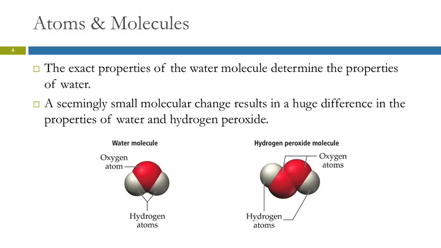Hydrogen peroxide is also used to bleach hair. Does water bleach your hair? No, we use water to wash our hair, right? But hydrogen peroxide will take the color out of your hair. Okay, so seemingly small difference in the structure of the molecule, huge difference in the properties. Okay?